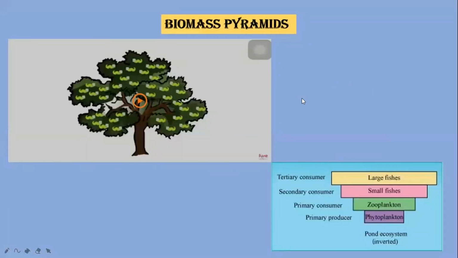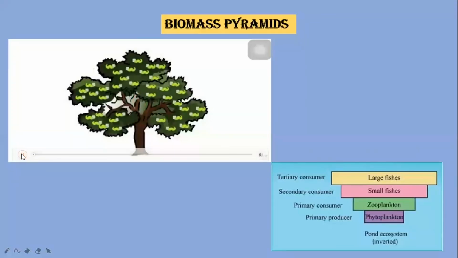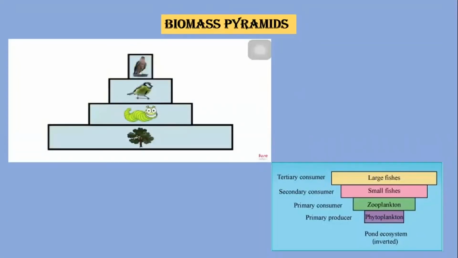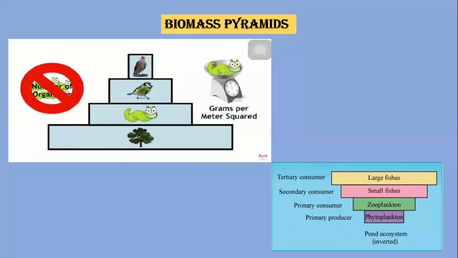Pyramids of biomass, on the other hand, are almost always large at the bottom and then get smaller going up. This is because rather than showing the number of organisms, they show the total mass in that triangle.